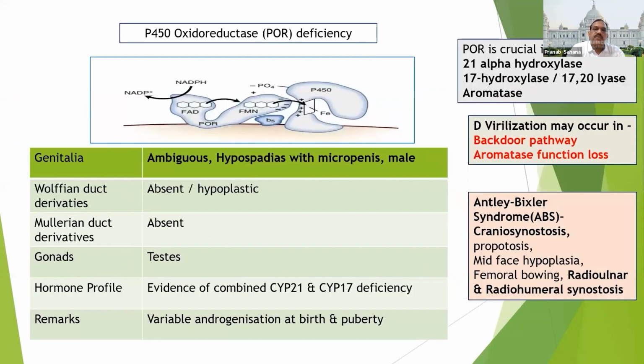Next is P450 oxidoreductase deficiency. POR is important for 3 crucial enzymes. It acts basically as a cofactor for all these enzymes, and these are 21-alpha hydroxylase, 17-alpha hydroxylase, and 17,20 lyase. So if there is POR deficiency, there will be combined deficiency of CYP21 and CYP17. This condition is associated with an important syndrome called Antley-Bixler syndrome, which is manifested by craniosynostosis, proptosis, midfacial hypoplasia, and humeral bowing.